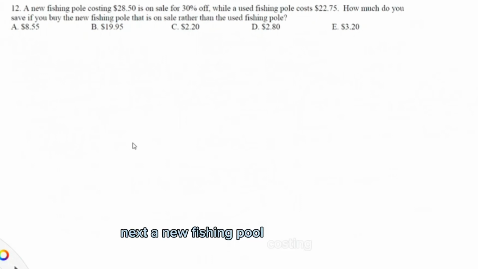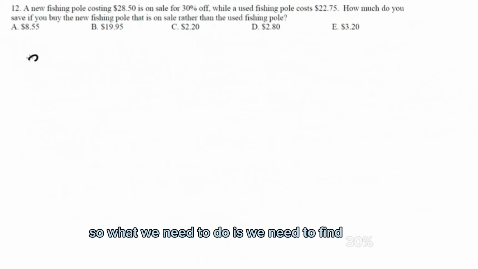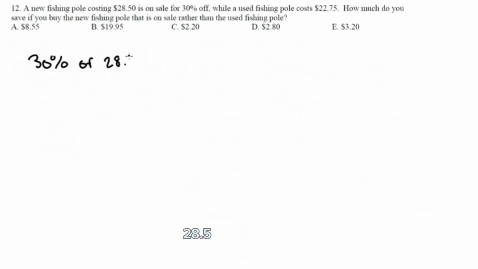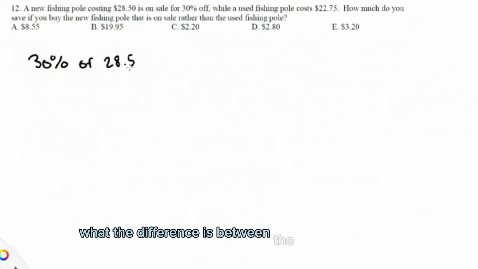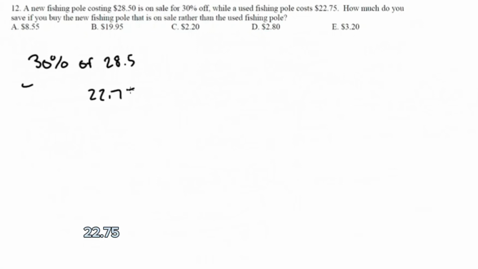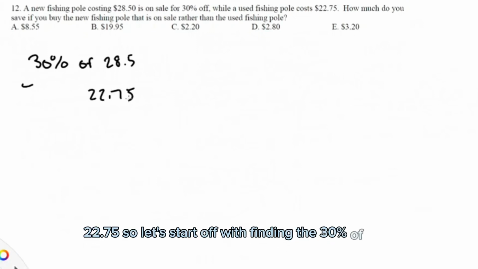Next, a new fishing pole costing $28.50 is on sale for 30% off, while a used fishing pole costs $22.75. How much do you save if you buy the new fishing pole that is on sale rather than the used fishing pole? Alright, let's see. So what we need to do is find 30% of 28.5 and then see what the difference is between that and 22.75. So let's start off with finding the 30% of 28.5.